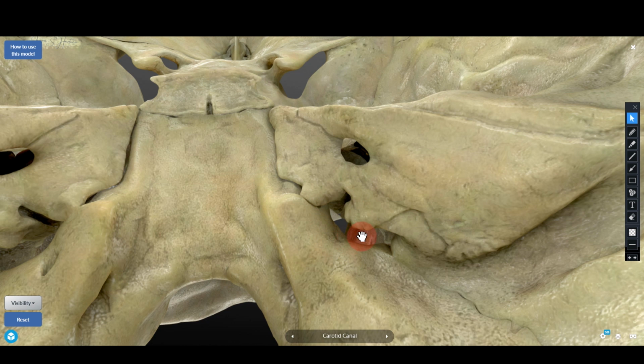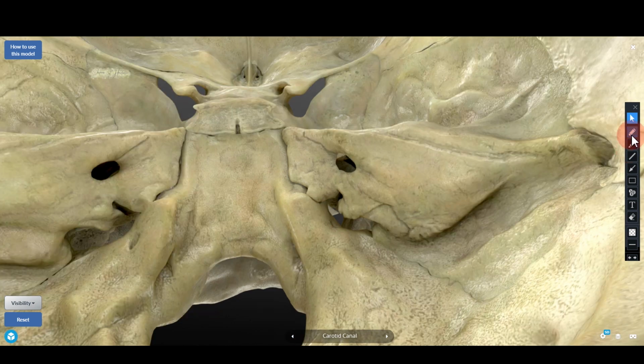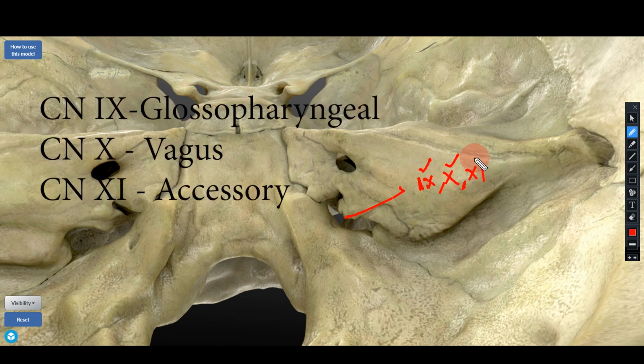Okay, what passes through the jugular foramen? A lot of structures are going through the jugular foramen. The cranial nerves running through the jugular foramen are cranial nerve number 9, cranial nerve number 10, and cranial nerve number 11. That is the glossopharyngeal, vagus, and accessory nerves, which go out through the jugular foramen.